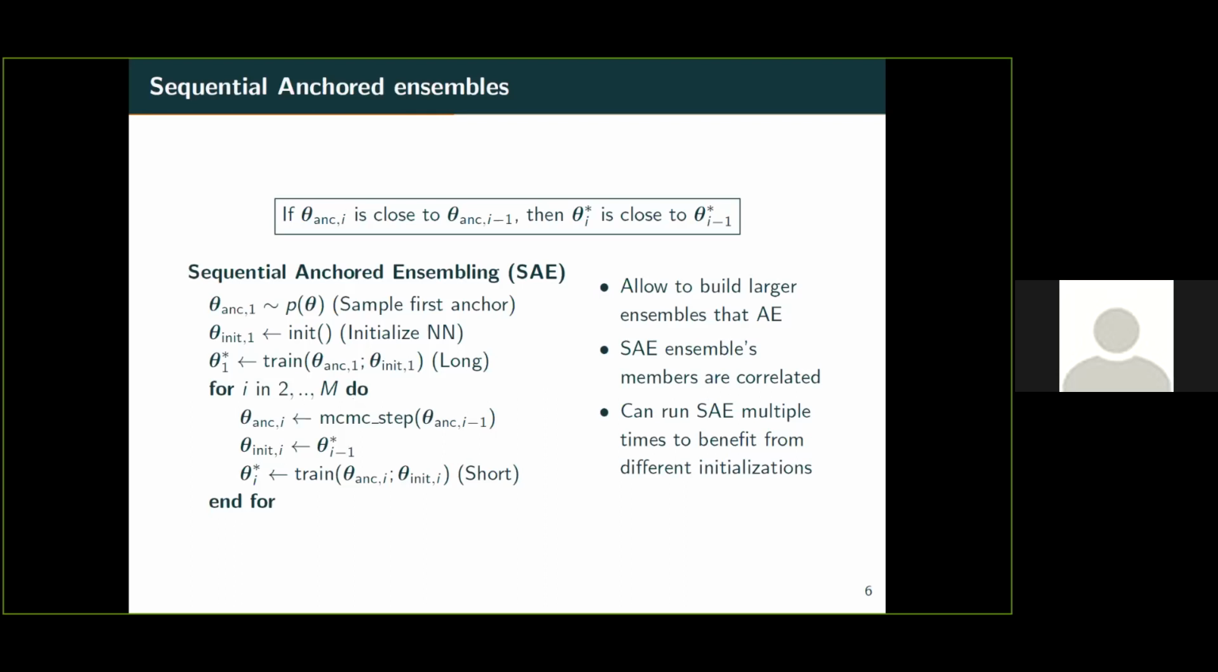Then we actually exploit the fact that the MCMC procedure will produce correlated samples that are close to each other. So we have short trainings to allow to build large ensembles, but of course it comes at the price of having correlated ensemble members. But we can run this procedure several times to benefit from different initializations and then have kind of a mix of both worlds.